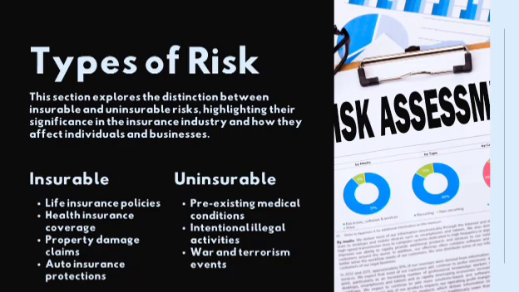The first risk we are looking at here is insurable risk. Now, an insurable risk is one that insurance companies are willing to provide coverage for. For example, the risk of your car being damaged in an accident is insurable because it is possible to calculate the possibility and probability of occurrence.